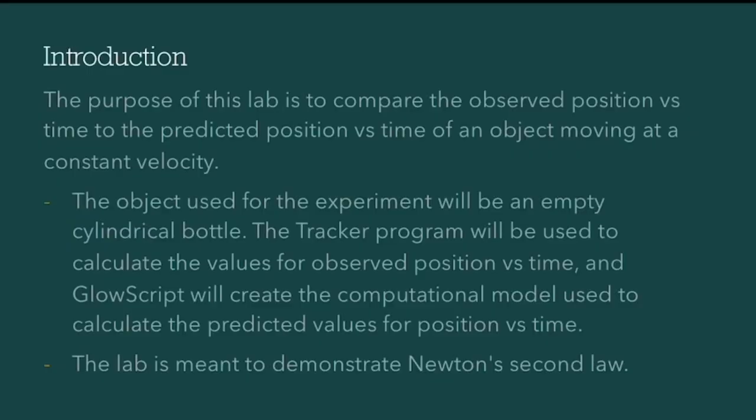The purpose of this lab is to compare the observed position versus time to the predicted position versus time of an object moving at a constant velocity. The object used for the experiment will be an empty cylindrical bottle. The Tracker program will be used to calculate the values for observed position versus time, and GlowScript will create the computational model used to calculate the predicted values for position versus time. This lab is meant to demonstrate Newton's second law.